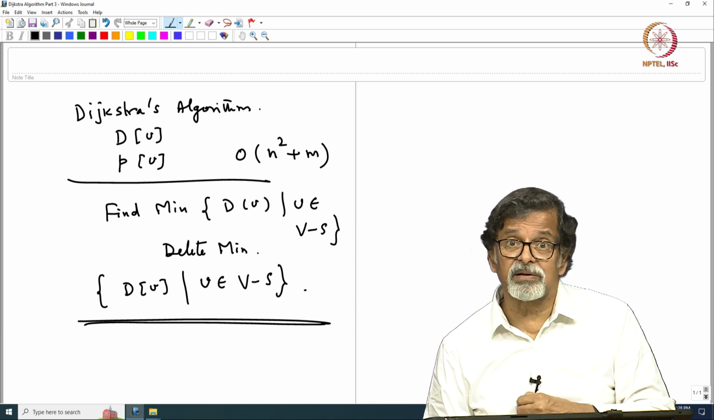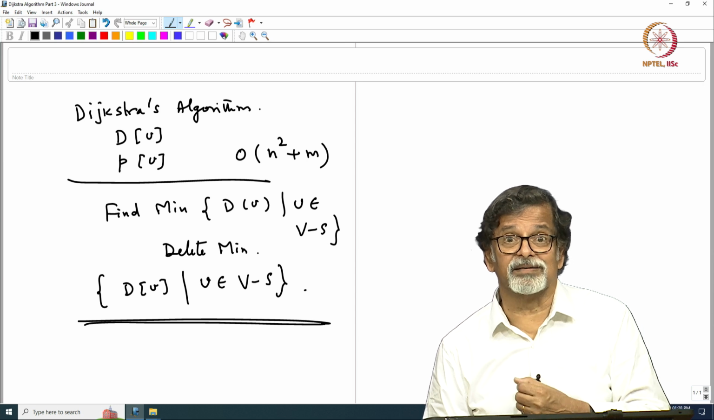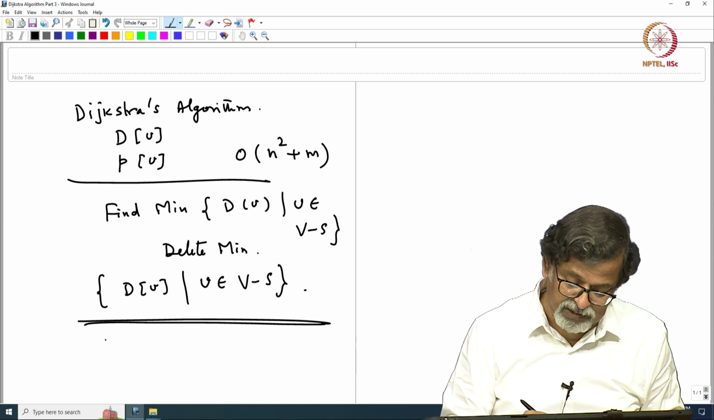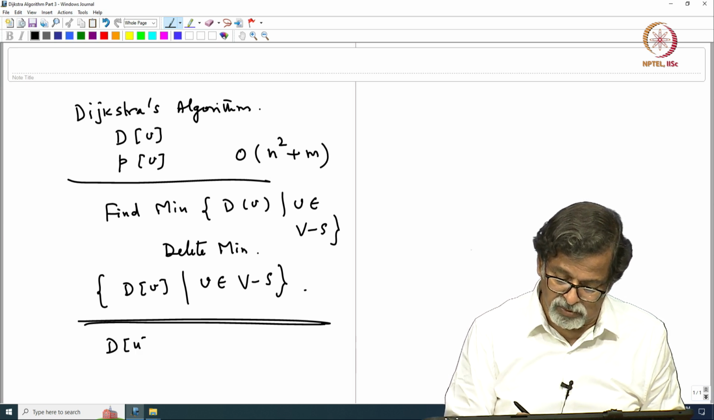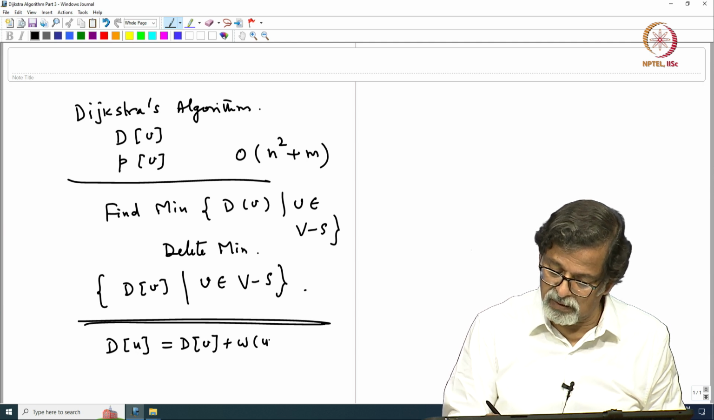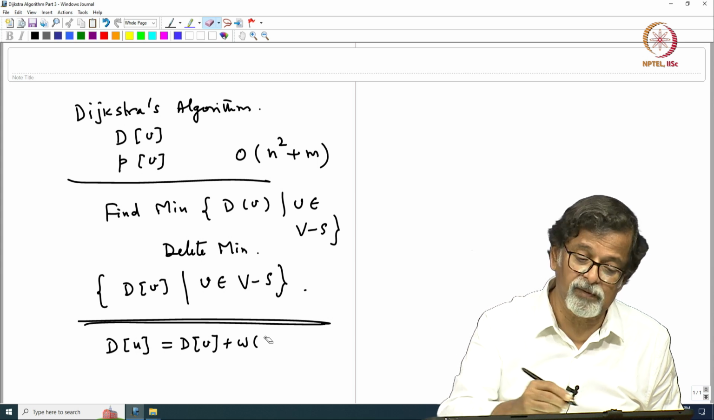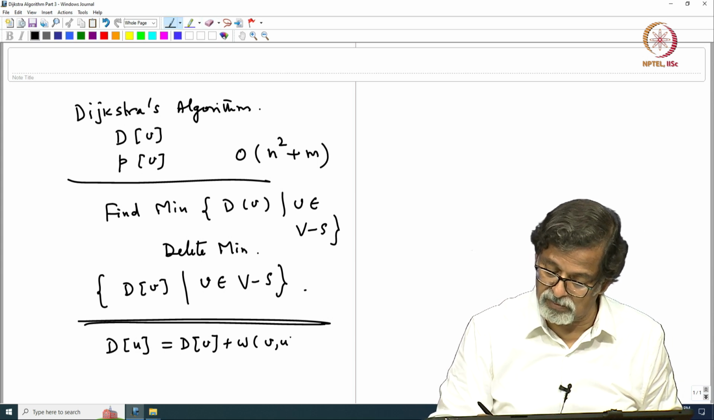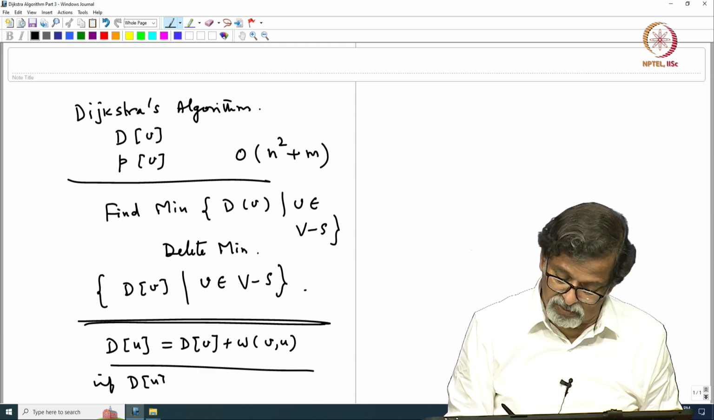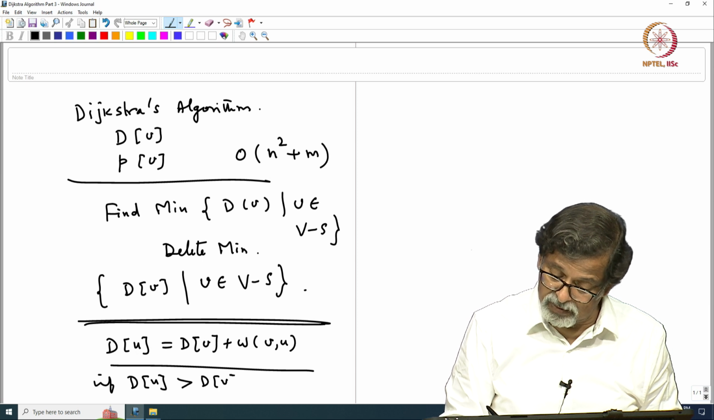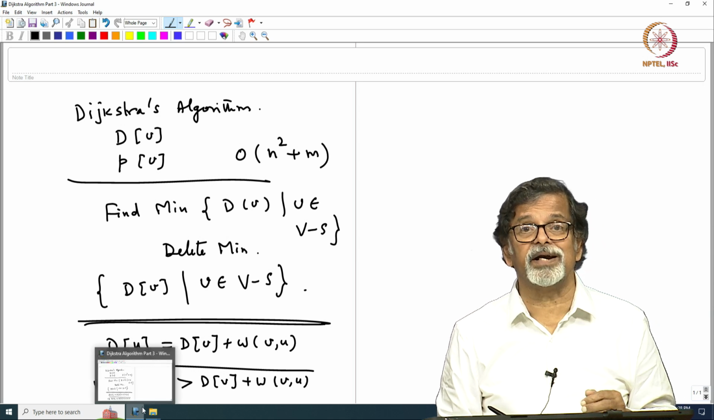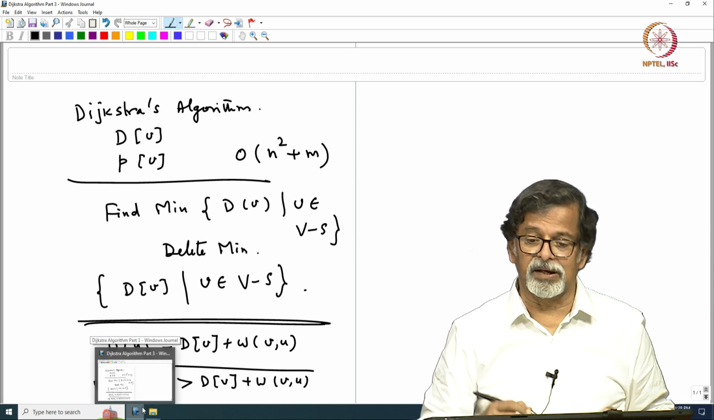We not only do this, we also do an updating. The updating involves decreasing of the value. We update, for example, d of u to d of v plus weight of v u. This we are doing if d of u is greater than d of v plus weight of v u. That means every updating involves decreasing of the value.